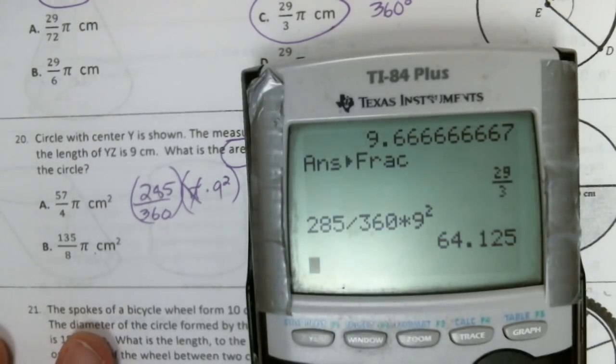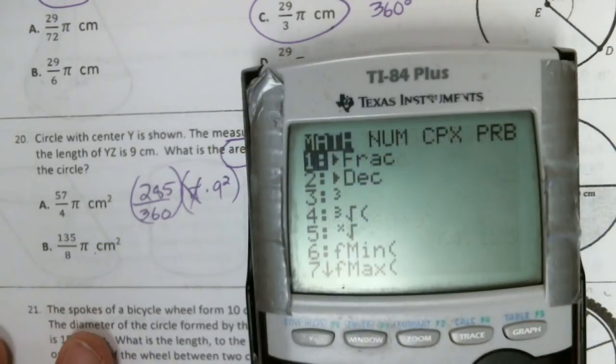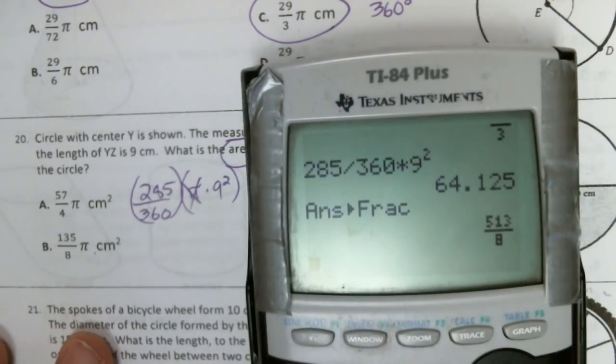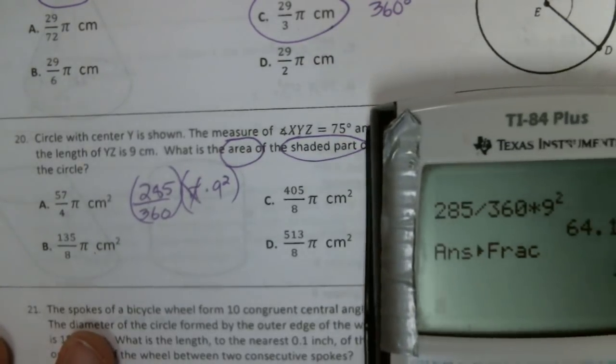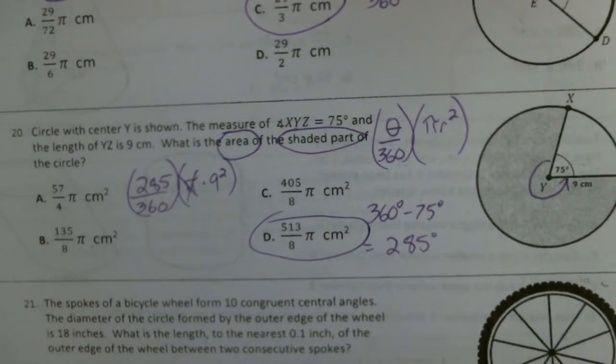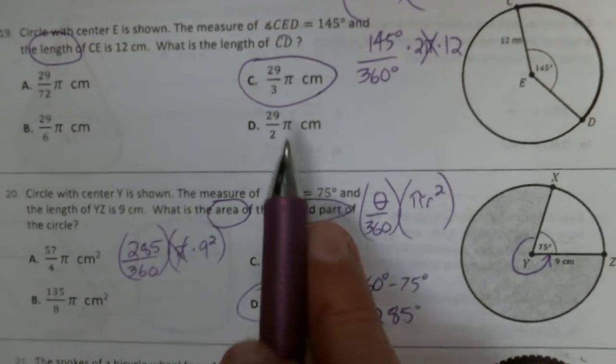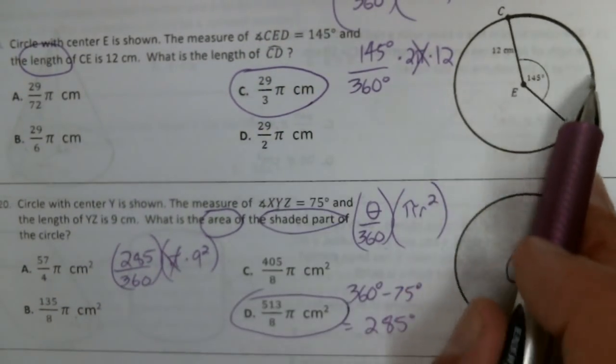Once again, I get a decimal. Let's convert it to a fraction. Math, enter, enter. There you go, 513 over 8. There it is. 513 over 8 pi. Now notice this is centimeters squared because we're talking about area. The previous one is centimeters because I'm talking about a physical length, one dimension.